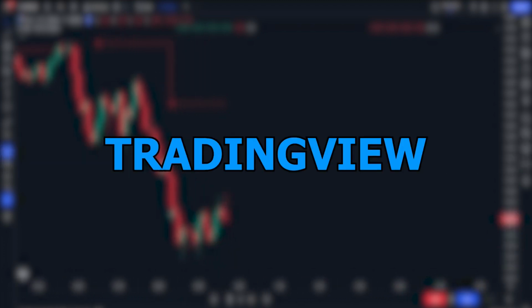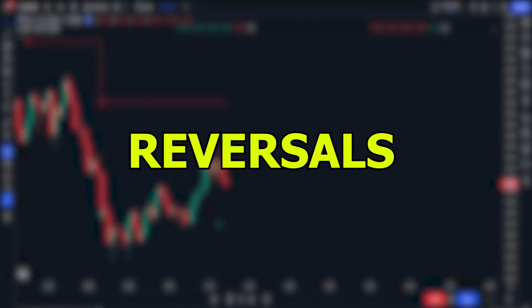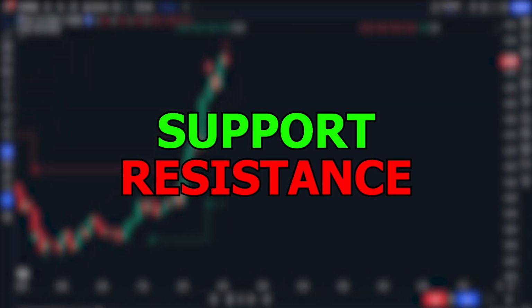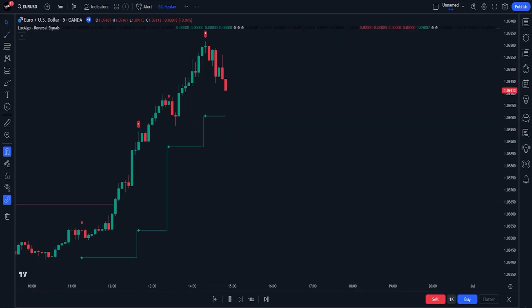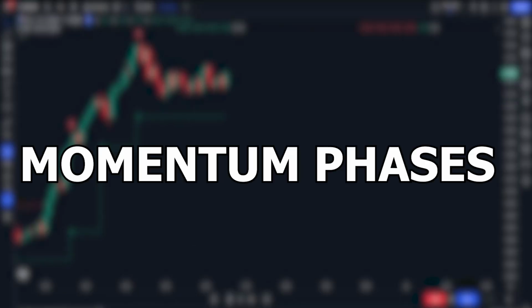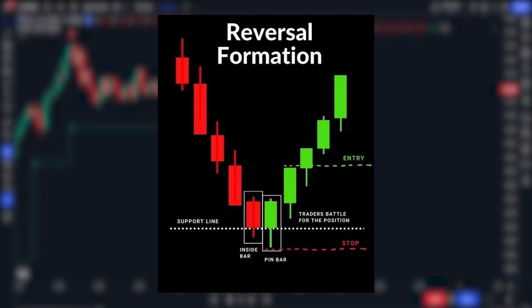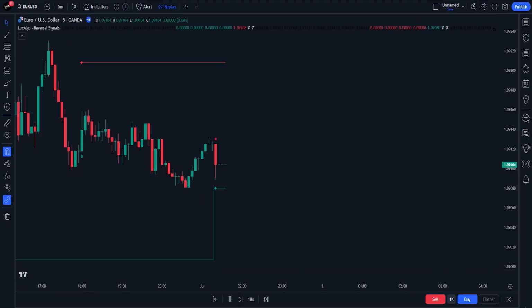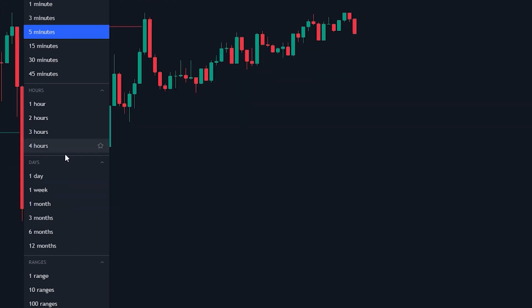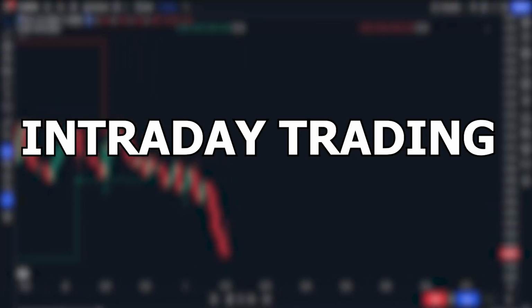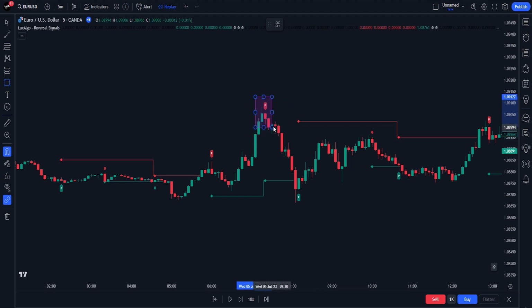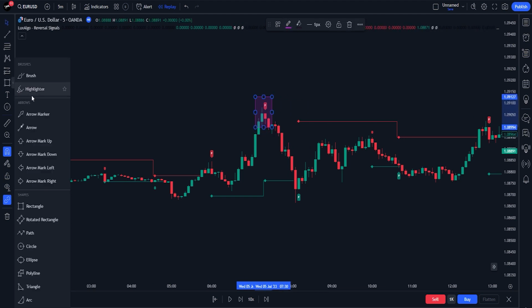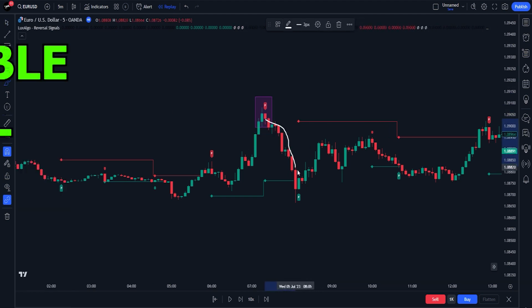This advanced TradingView indicator focuses on reversals and employs support and resistance to provide highly accurate signals. It effectively combines price action and momentum phases to predict potential market reversals. Notably, this non-repaint indicator is versatile, suitable for various timeframes, including scalping and intraday trading. When a valid entry condition arises, the market frequently reverses from that point, making it a valuable tool.